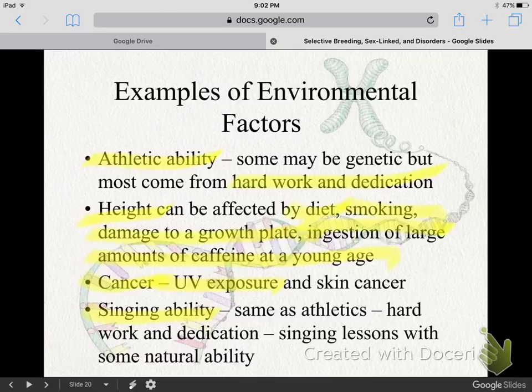Your singing ability could be genetic, environmental. Same as athletics. You can get that trait from mom and dad, but what if mom and dad can't sing, but you can? You probably worked really hard, you were dedicated, you were interested in it, so you took time with it, okay? Singing lessons with some natural ability will get you there.